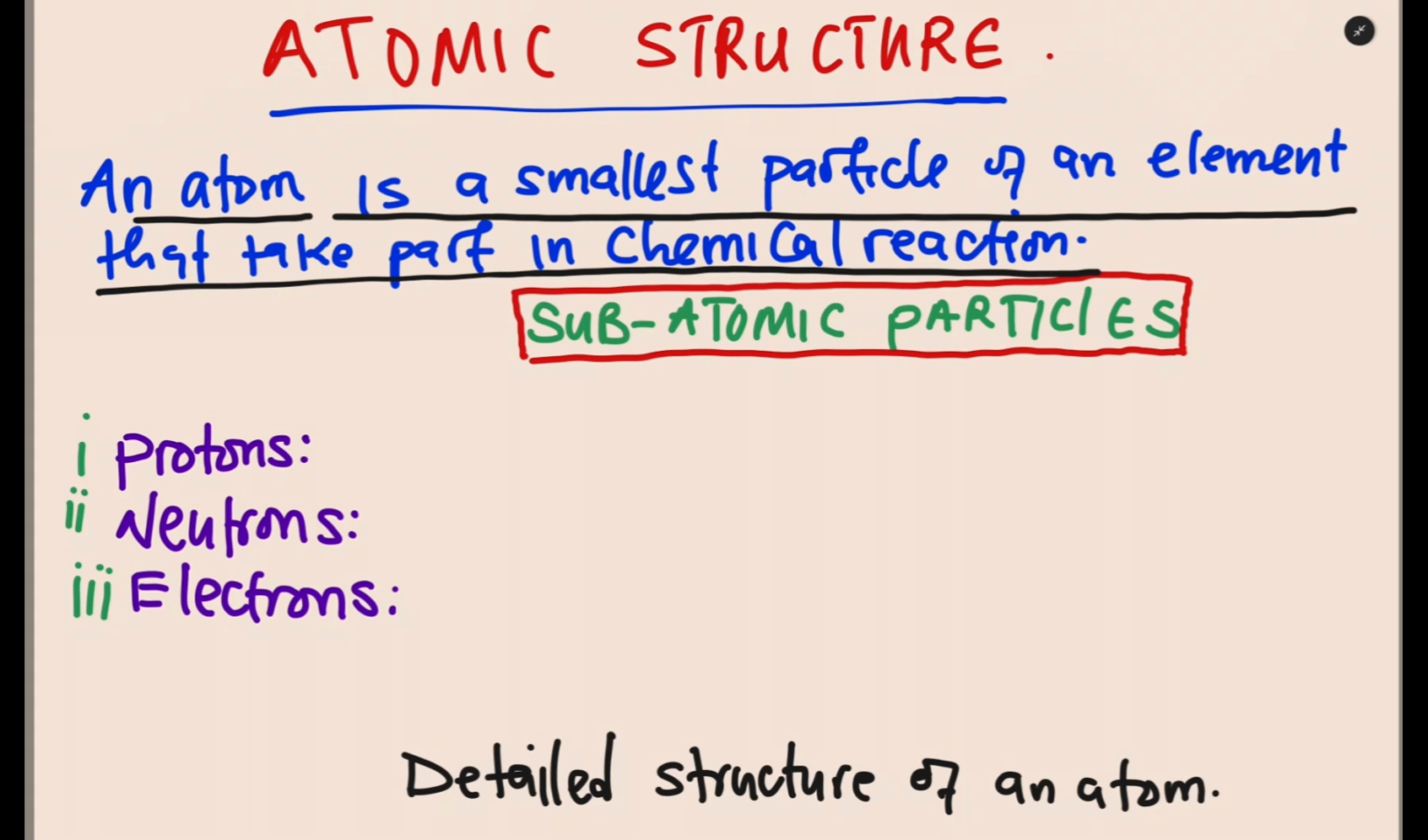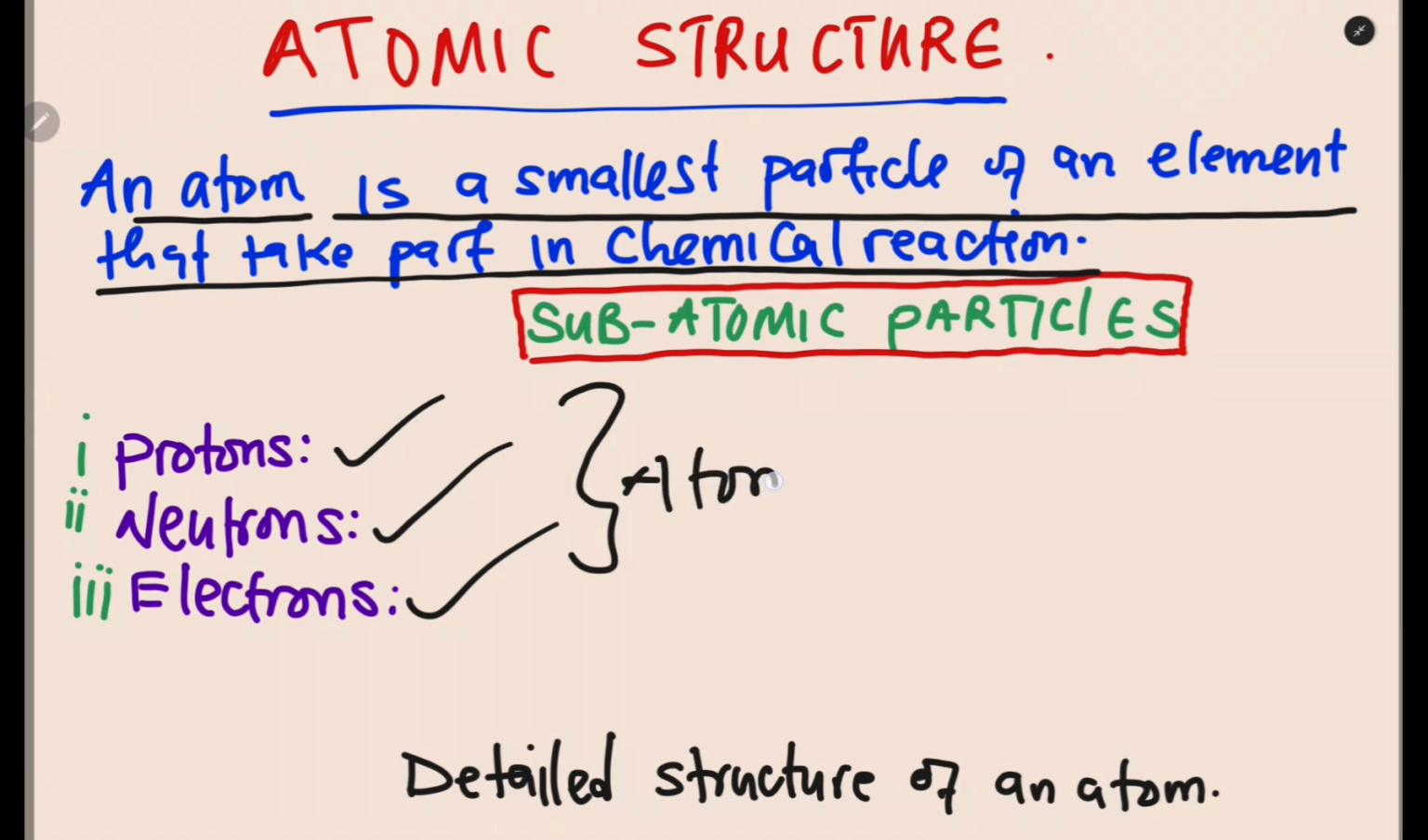Now, here we are saying it's the smallest particle of an element, but even so, an atom has some particles inside it. These are what we call subatomic particles, the particles found inside the smallest particle of an element called an atom. What are the subatomic particles we can look at? Protons, neutrons, and electrons. These are found in an atom, or they make up what we call an atom.